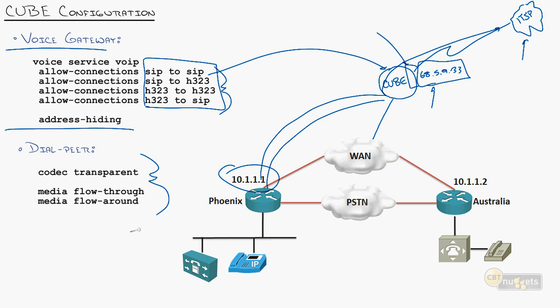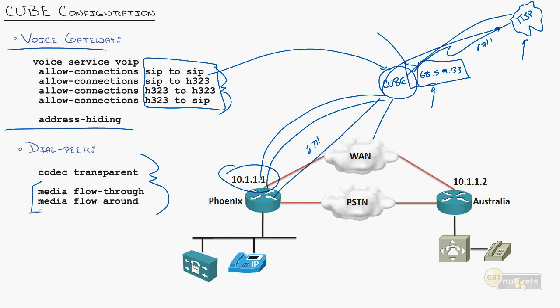You want to do codec transparent, which means this guy, and I mentioned this before, will not touch the codec. As it passes through the Cube router, it won't touch it at all. Just allow G711 in and G711 out. No DSP resources will be used in this communication. And then you choose whether you want media flow through or media flow around.